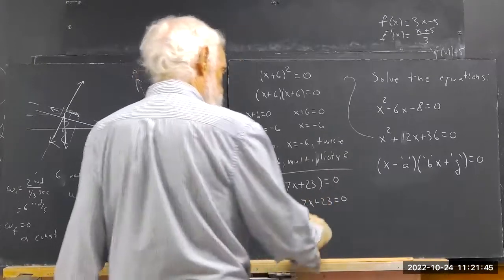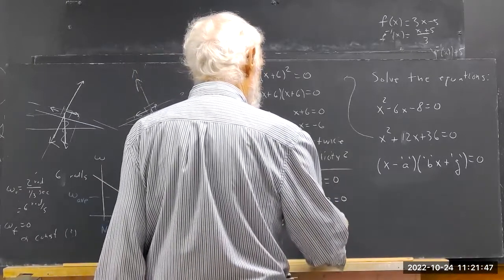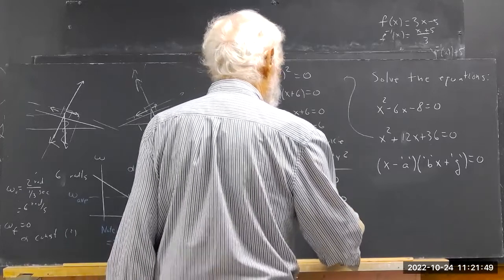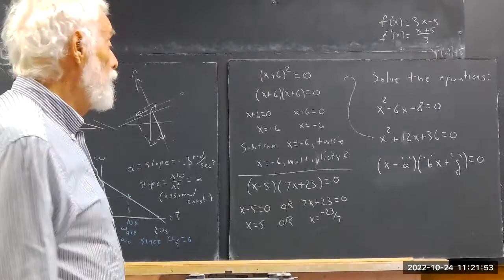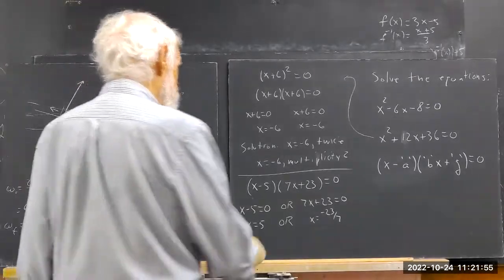And I don't need to go through the details of this because it's obvious everybody can solve a linear equation. X is negative 23 over 7.